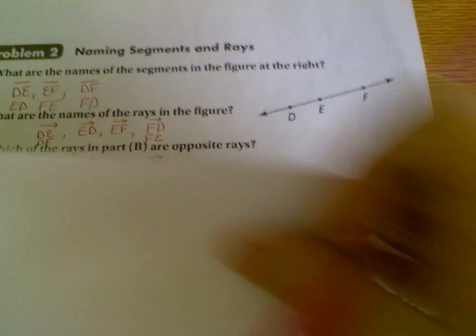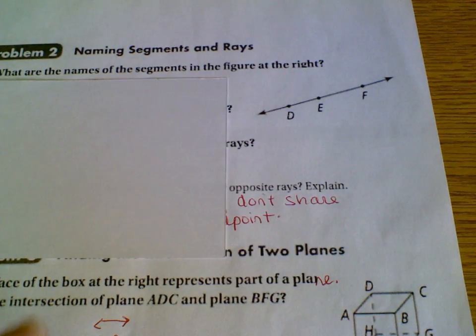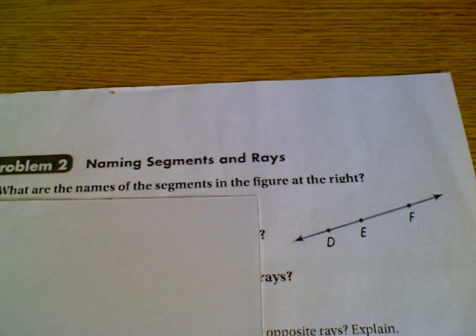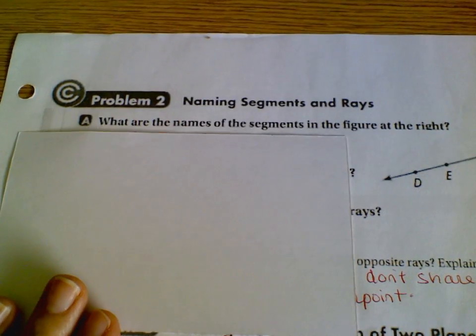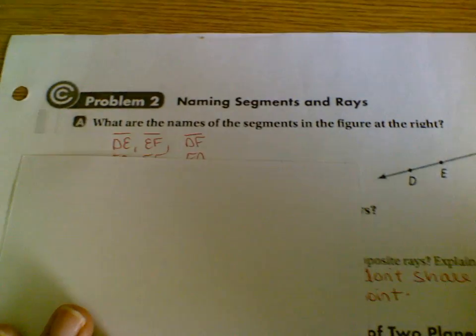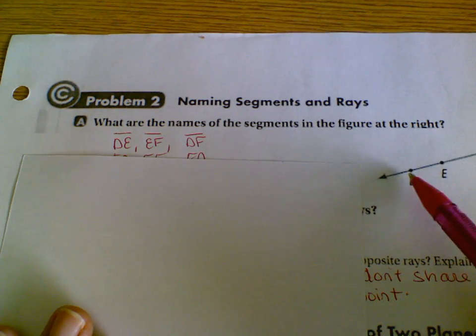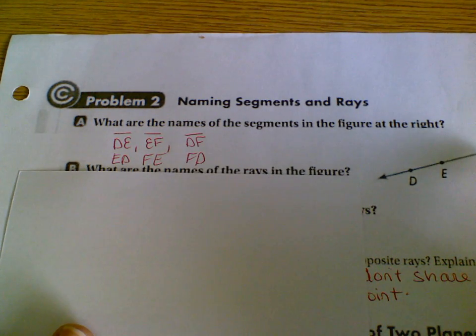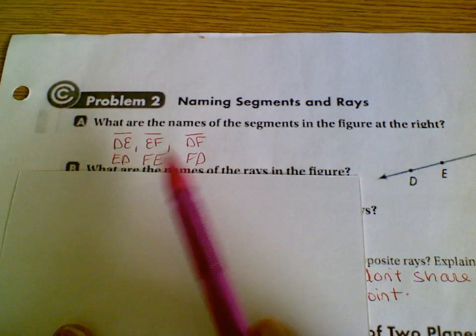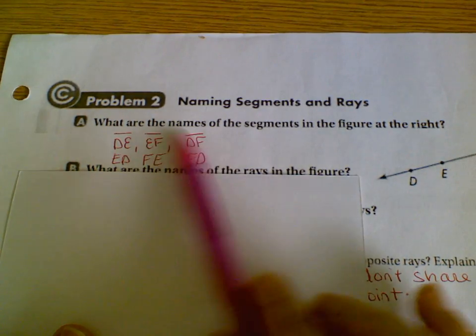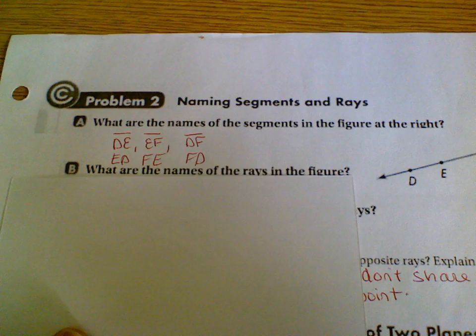Okay, now we're going to talk about segments and rays. So how can you name some segments in the figure right? There's all kinds of them. One is, you could say DF, you could say EF, you could say DF, and then you could also do any direction of the other way. So FD, FE, and ED. So there's actually 6 different ways you could say that.